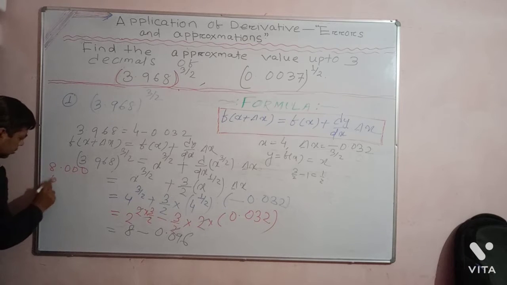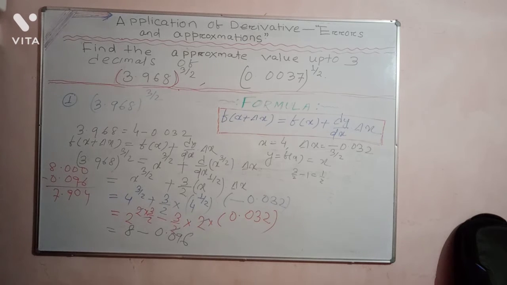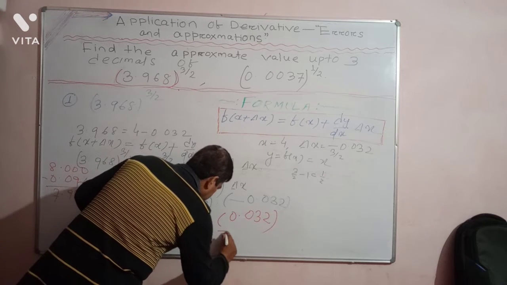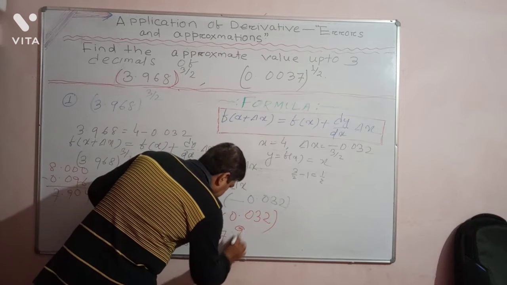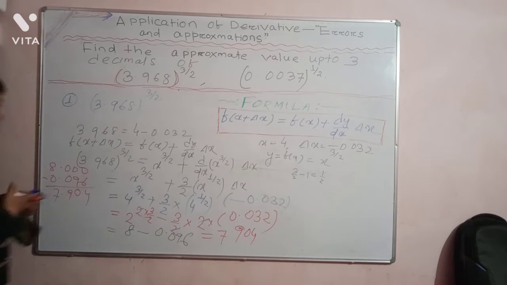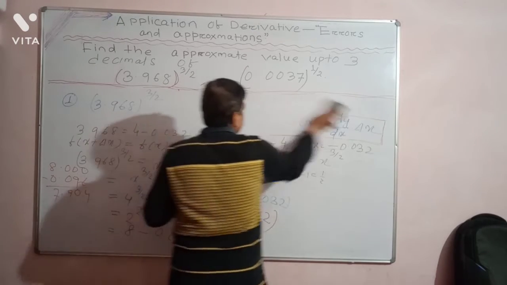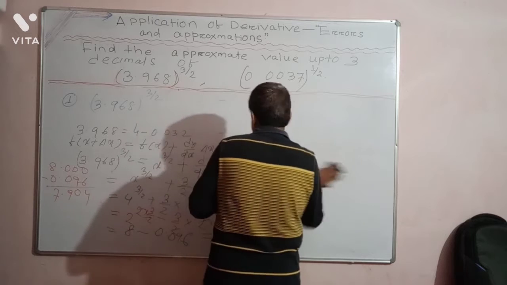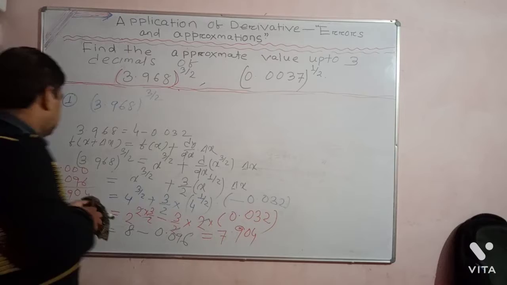8.000 and 0.096, you will subtract. 10 minus 6 is 4, 9 minus 9 is 0, here 9, here 7.904. The value will be 7.904. So finally we got the value of 3.968 whole to the power 3/2.